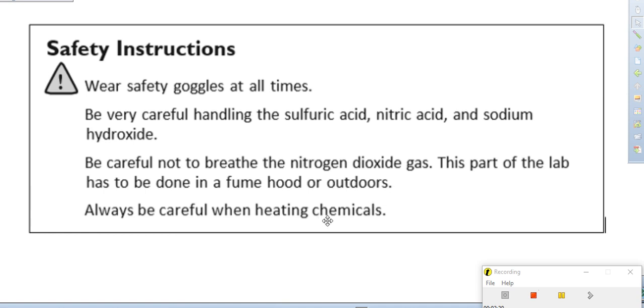And we're going to be heating up some chemicals with a hot plate. Anytime you heat something up, you've got to watch out because you can burn yourself, and anytime you're heating up glassware, the glassware could crack. So yeah, you really got to be careful in this lab.